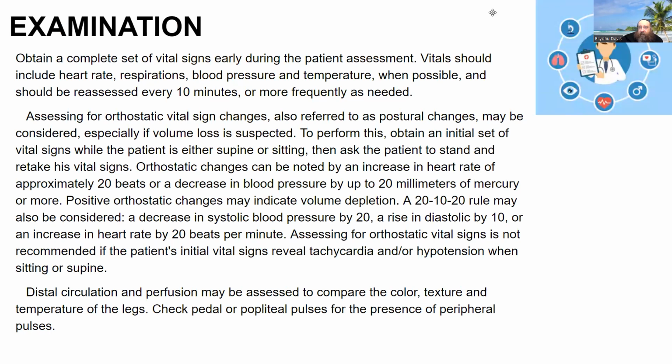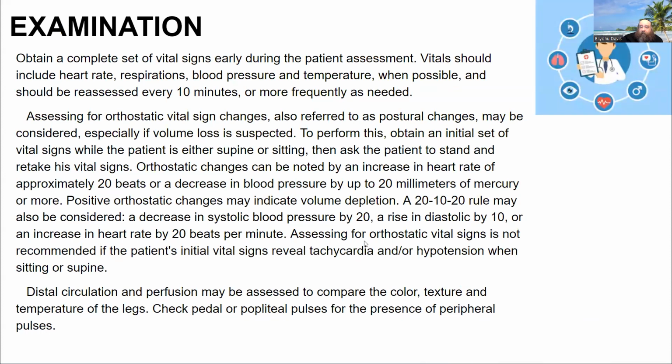A complete set of vitals, because it really does make a difference and it is important. Orthostatic changes are not done by EMTs much these days, but I wish they would. We do it to rule out dehydration, if there's a 10 to 20 point difference in the blood pressure and heart rate. I'm telling you here to use a 20-10-20 rule: a decrease in systolic by 20, a rise in diastolic by 10, or an increase in heart rate by 20. So that tells you what on abdominal? Well, usually it's for volume, like dehydration. For dehydration. Depletion.